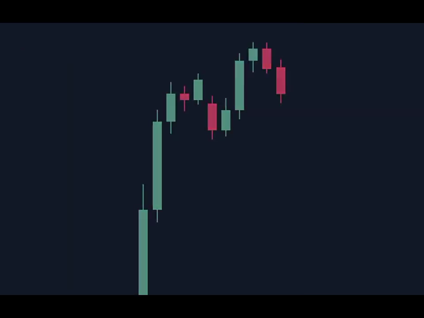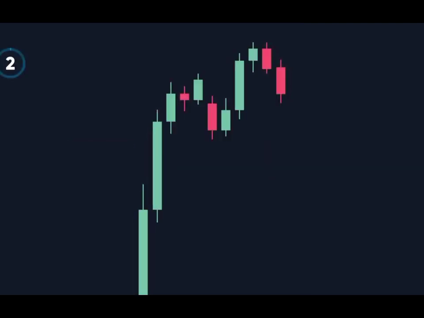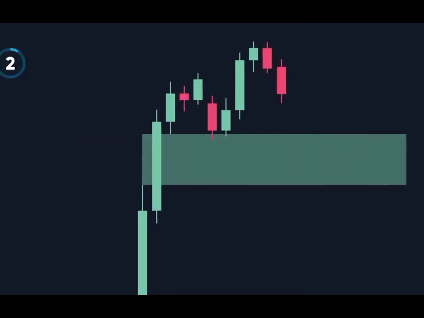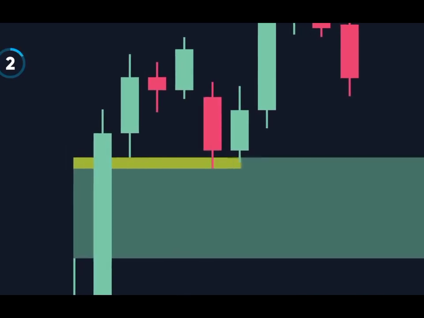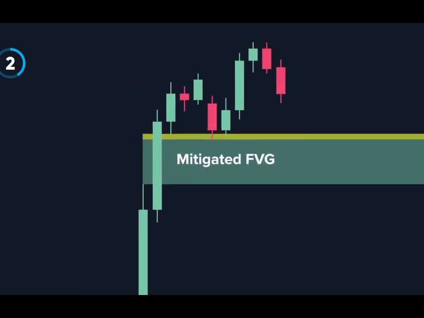Now moving on, the next tip is that you should never use an FVG that has already been touched. For example, here we have a fair value gap, but if we look closely, we can see that the price has already dipped into it. Even though it barely entered the FVG, we still consider it mitigated, meaning it has become greatly weakened. And if we are looking for the highest quality fair value gaps, we may no longer want to consider using this one. But with that said, it doesn't mean this FVG will definitely fail if the price moves back into it for a second time. It's just a warning that FVGs that have already been touched should be considered weaker than those that haven't been.